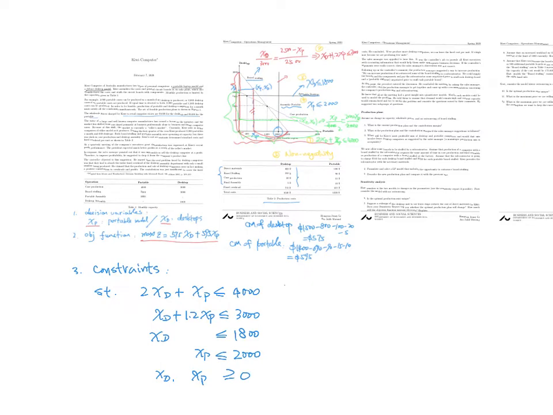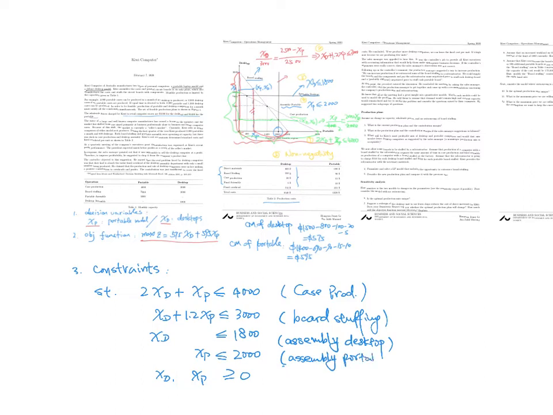And if we need some verbal explanation, then we have case production constraints, we have board staffing, we have assembly desktop, we have assembly portable model, and this non-negativity constraints. So now you have a completed model.